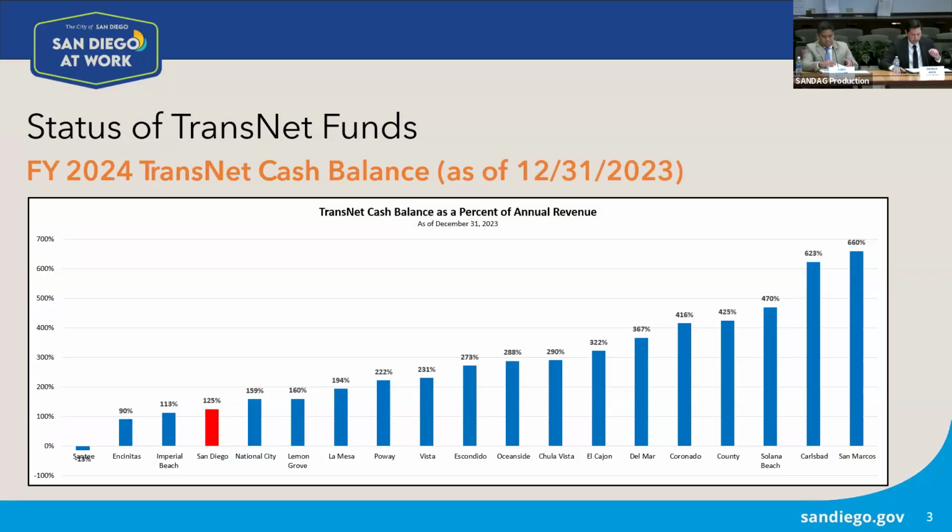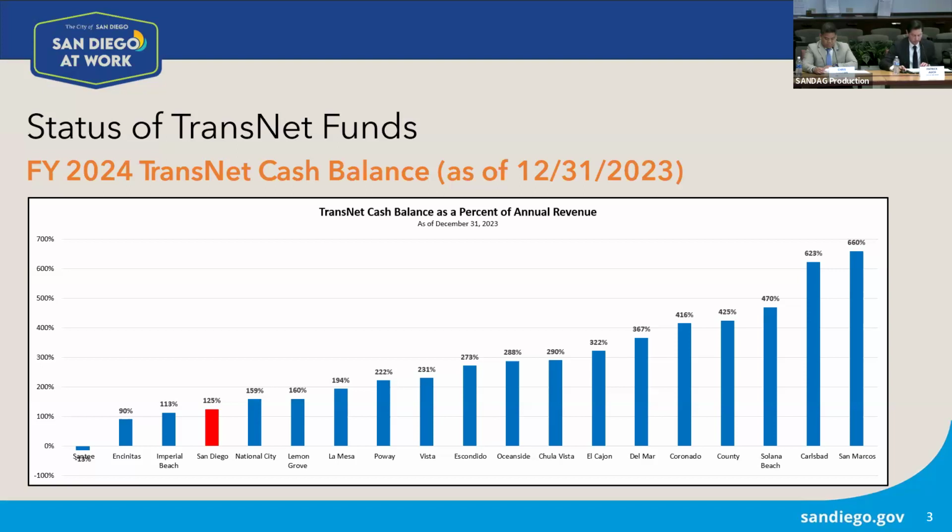The City of San Diego is one of 19 jurisdictions that receives a portion of the total TransNet revenue each year. The city's TransNet allocation is about 40% of the total net annual revenue of the local street and road formula funds. The graph on this slide shows how efficiently each jurisdiction spends their TransNet allocation by comparing the current fiscal year's revenue to the cash balance amount held at SANDAG. As reference, a value of 100% indicates a fund balance amount equal to the current fiscal year's revenue amount.